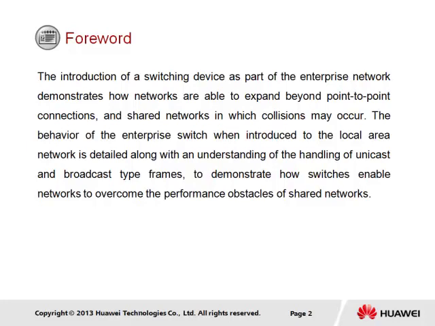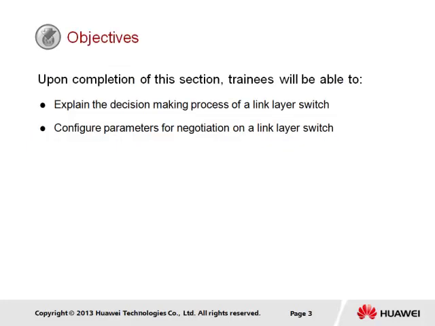shared networks. So upon completion of this section, it is generally expected that trainees will be able to explain the decision-making process of a link layer switch, as well as configure parameters for negotiation on a link layer switch.